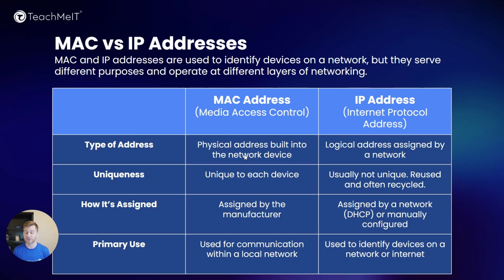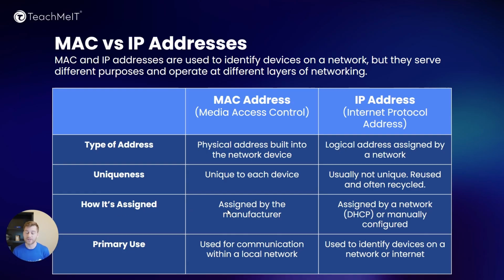Type of address: a MAC address is a physical address built into a specific device, laptop, computer, tablet, whatever it is. An IP address is a logical address that's assigned by a network or an internet service provider. Uniqueness: a MAC address is unique to each device and doesn't change. An IP address is usually not unique. They can be reused and often recycled. They're usually not permanent, so your IP address can change, especially if you use something like a VPN to artificially change your IP address.